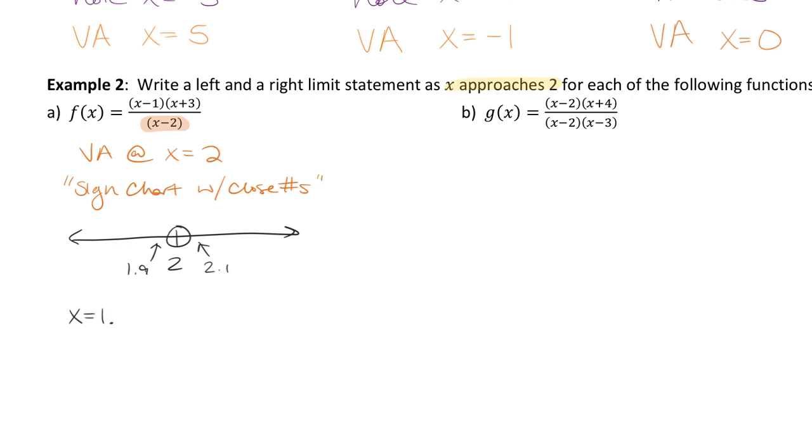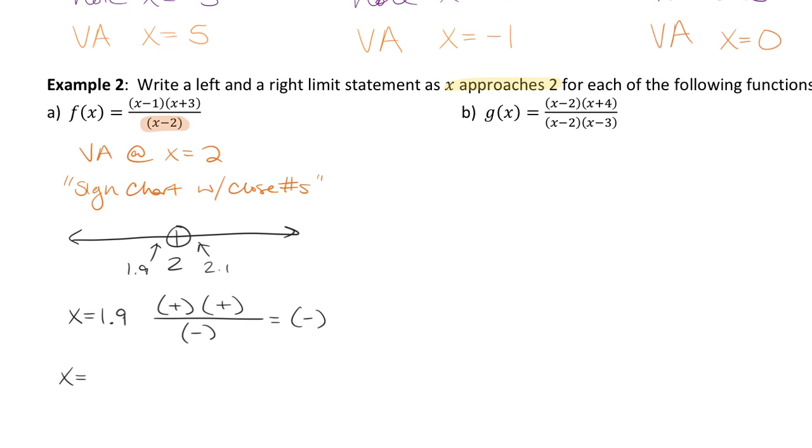So if we let x equal 1.9, 1.9 minus 1 would be a positive number. 1.9 plus 3 would be a positive number. 1.9 minus 2 would be a negative number. Positive times positive divided by negative, what would that be? A negative number.